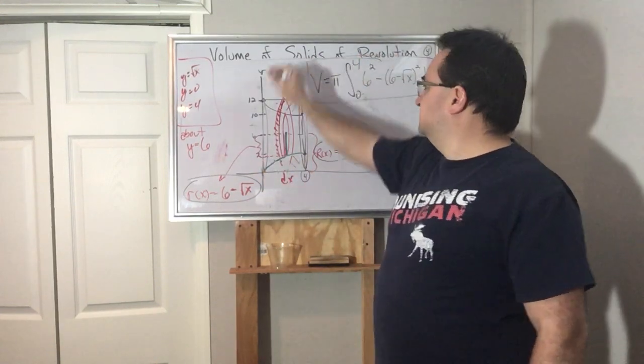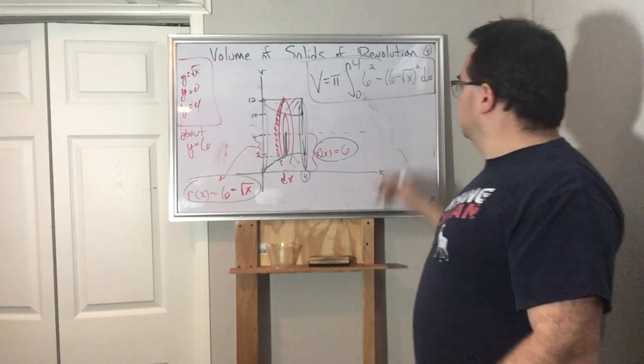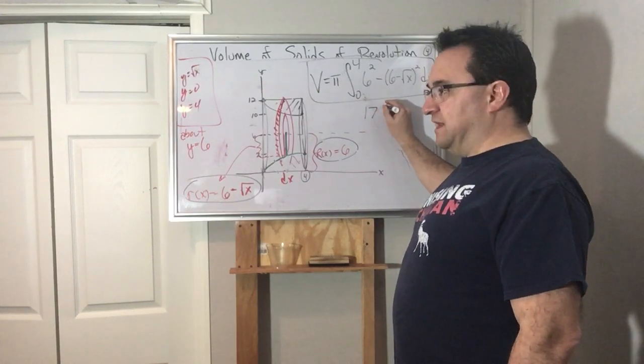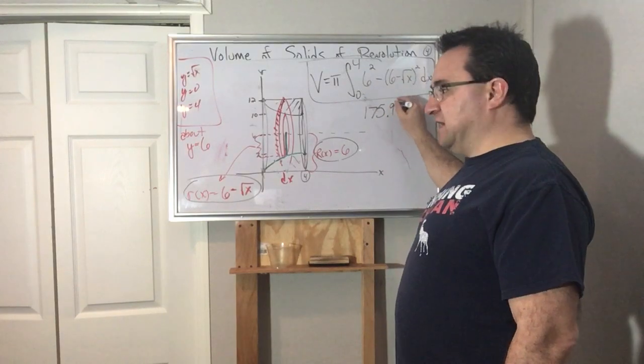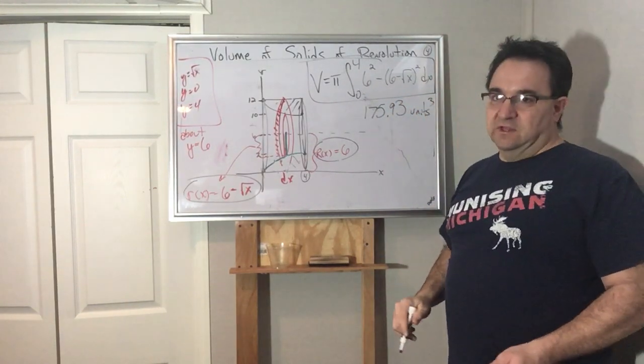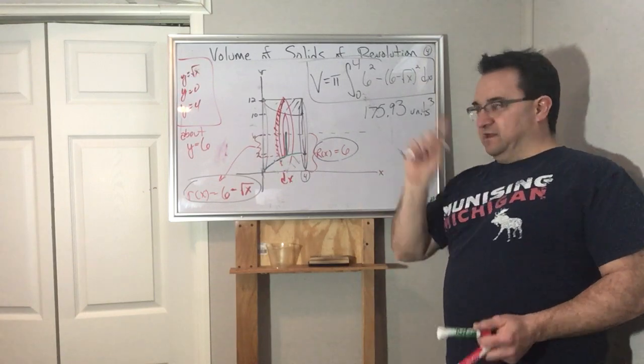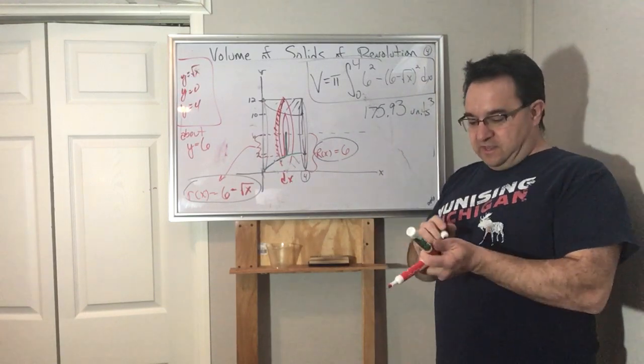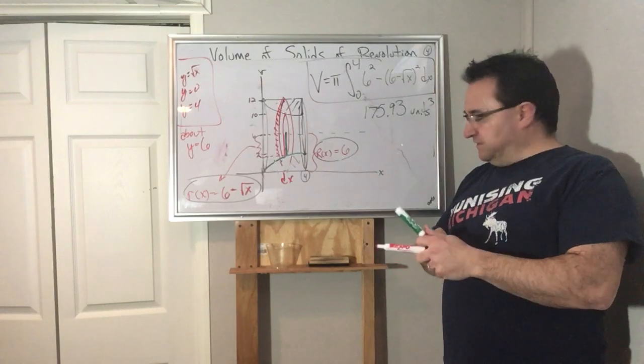So that's the hard part, setting up that equation. From there you can plug it in your calculator, and when I did, I got 175.93 units cubed. Well, we did 2 this way. I think we should spin one this way, and then I'll let you play around with this.